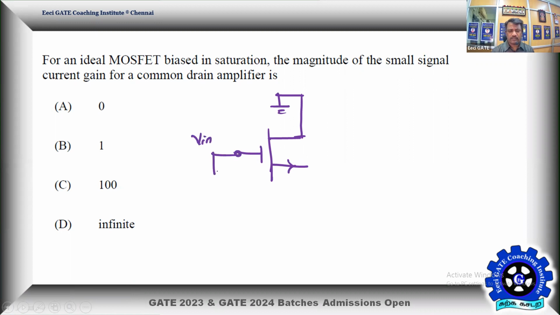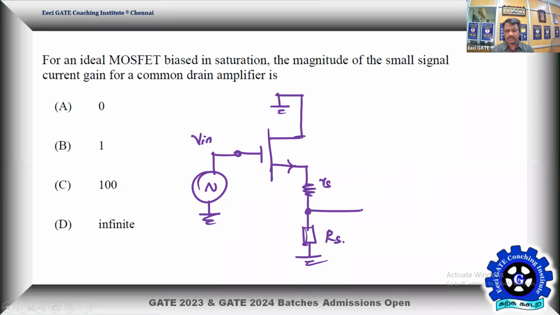But instead of a voltage source, so current gain only he asked for. So we need to consider a current source for a common drain amplifier. So then output will be taken at the, there will be a small rs, there will be capital RS. This is exactly what the source follower circuit is. So this is capital RS, this is small rs, this is where we take the output.